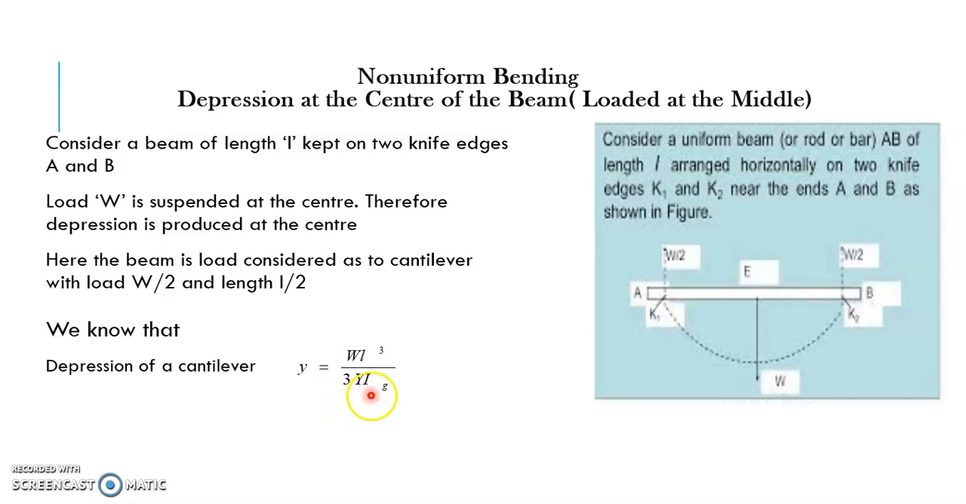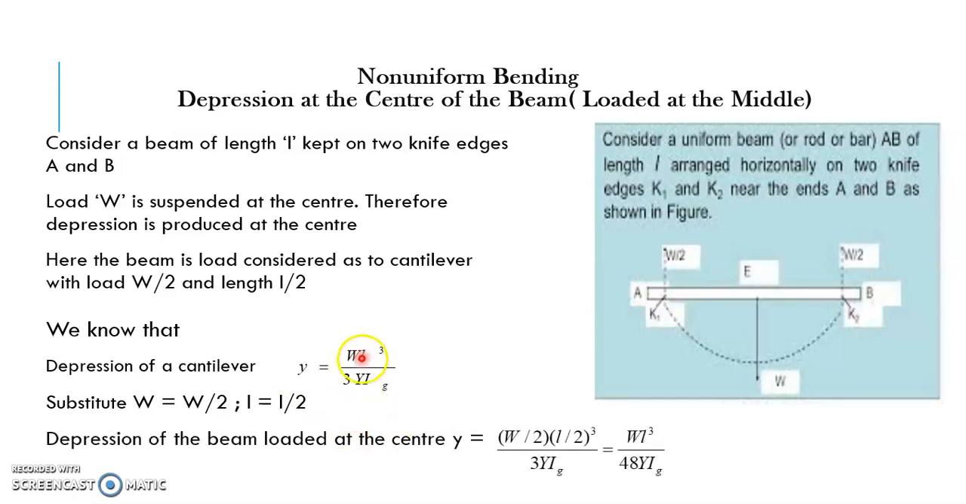Then we know the depression of a cantilever, which we have already seen: y is equal to WL cube by 3YIG. So we substitute in this, from the diagram, W equal to W by 2 and L equal to L by 2, in the cantilever expression. For W, we put W by 2. For L, we put L by 2. Then the expression becomes the depression of the beam at the center, small y is equal to, for W we put W by 2, for L we put L by 2 whole cube, by 3YIG.